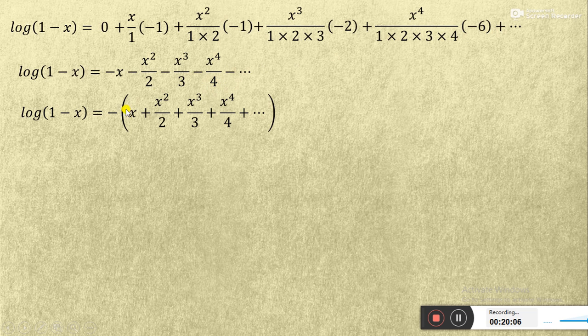So all the terms are in minus, so I take one minus from this factor. So I take minus of x plus x square by 2 plus x cube by 3 plus x power 4 by 4 plus etc. Therefore log of 1 minus x equal to minus of x plus x square by 2 plus x cube by 3 plus x power 4 by 4 plus etc. This is the Maclaurin series equation for log of 1 minus x.